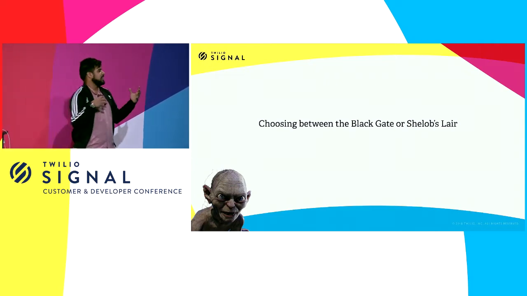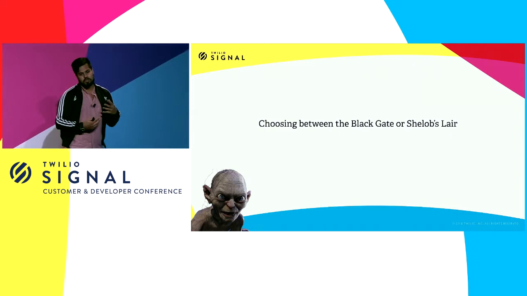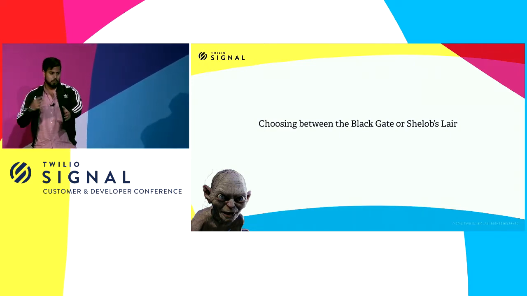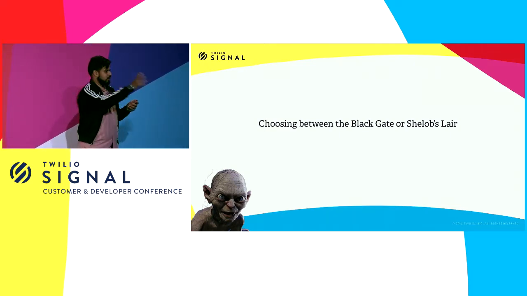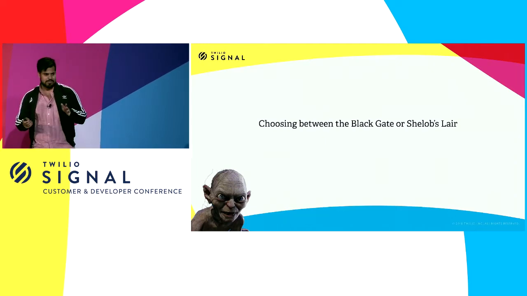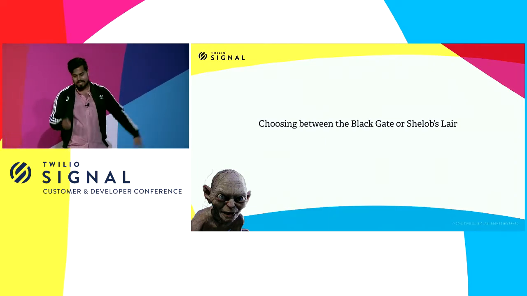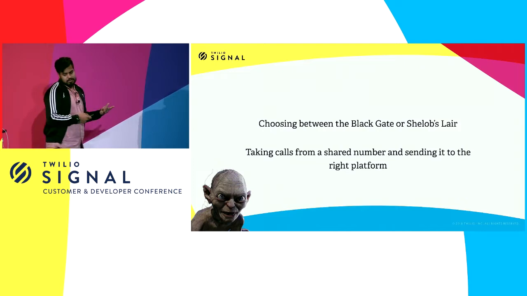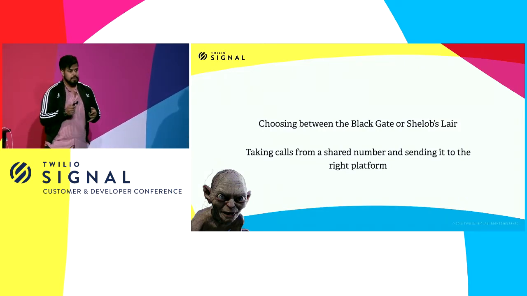So choosing between the Black Gate and Shelob's Lair. Do you go through a gate that is guarded by a bunch of orcs, or a lair of a spider? And hopefully you have someone else other than Gollum who's walking you through this. That's basically, how do you take calls from a shared number and send it to the right platform?